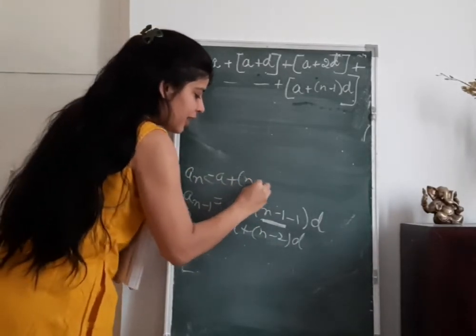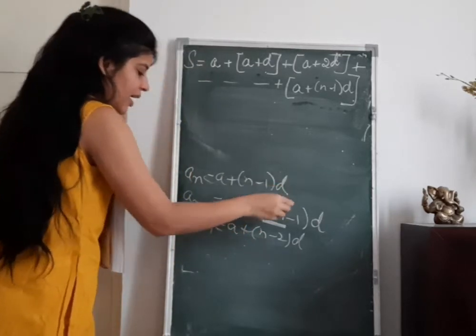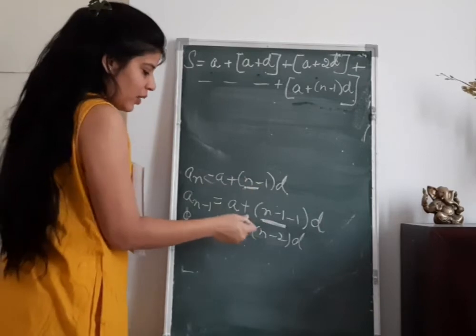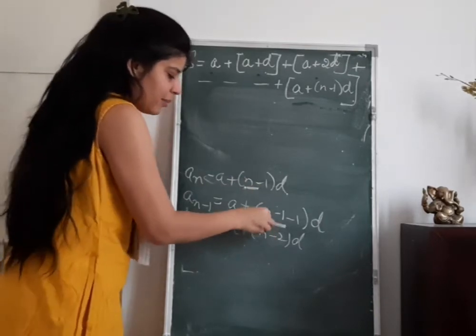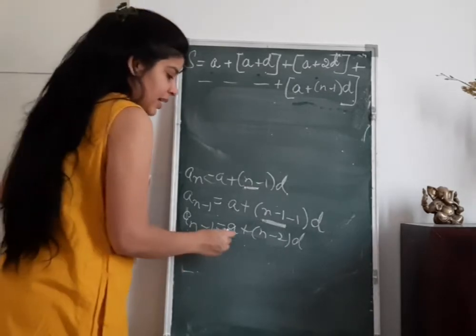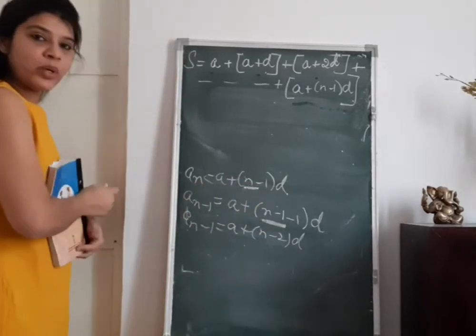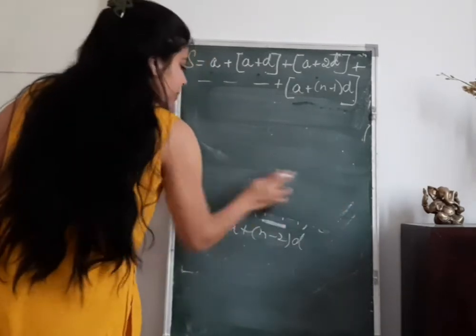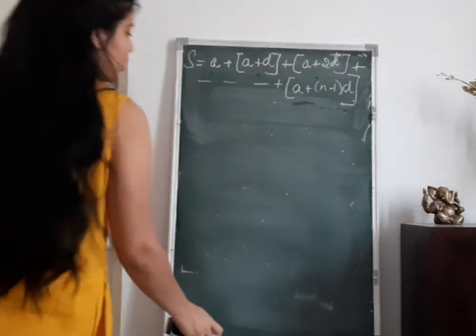An is A plus n minus 1 into D. So An minus 1 will be equal to what? Instead of n, I will put n minus 1 here. It will be A plus n minus 1 into D, that is An minus 1 equals A plus n minus 2 into D.